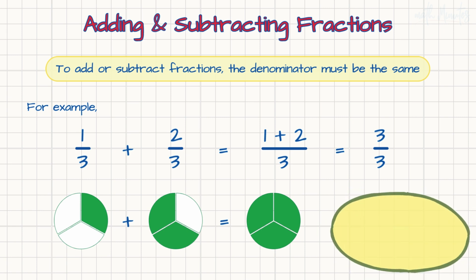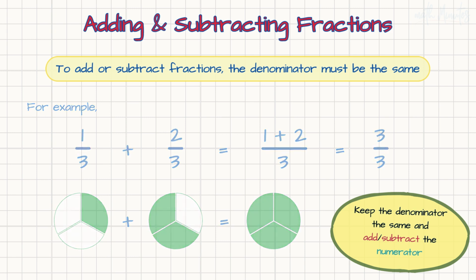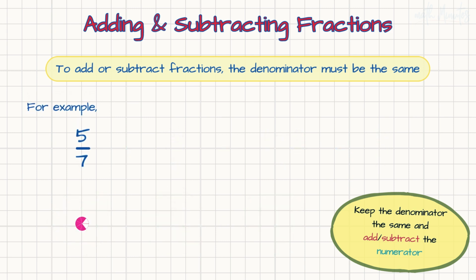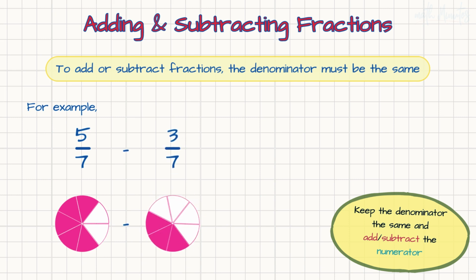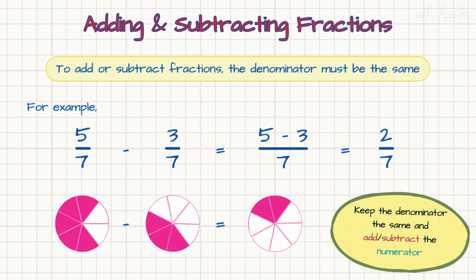Whether it's for addition or subtraction, always remember to keep the denominator the same and work out the operation on the numerator. So, consider 5/7 minus 3/7. This works out to be 5 minus 3 over 7, which is 2/7.